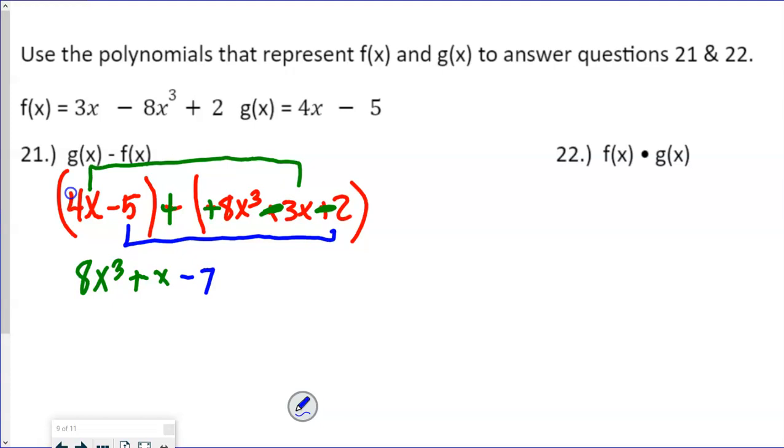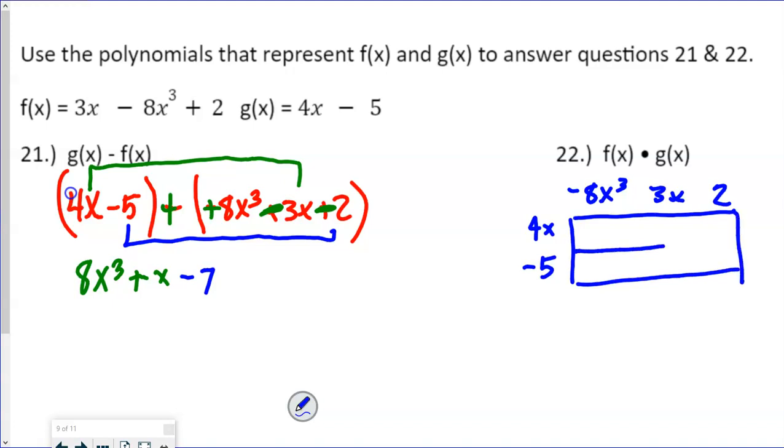Now, number 22, we're actually multiplying these, okay? So we're going to multiply f of x. So again, I'm going to write it in standard form. So I'm going to do negative 8x to the third, and I'm going to do 3x, and then I'm going to do 2. Now, the reason I do this when I'm doing the box method, which is what I'm about to do, is because when I write it in standard form, then in my diagonals, I'm going to get my like terms, okay? So let's go ahead and do this with the box.